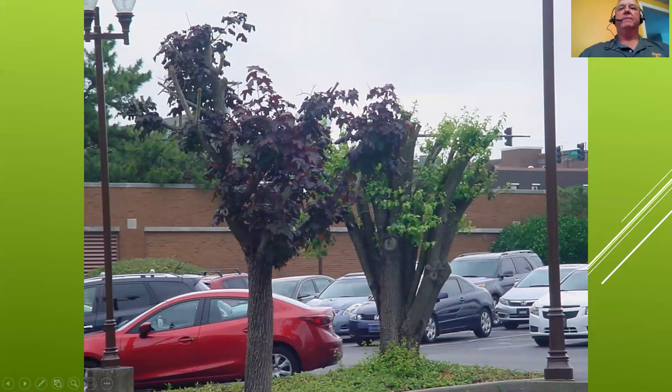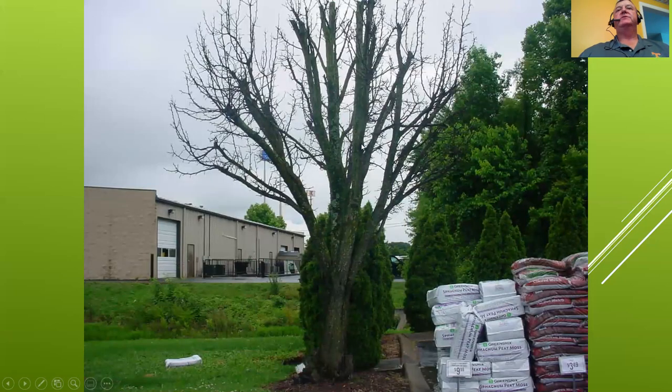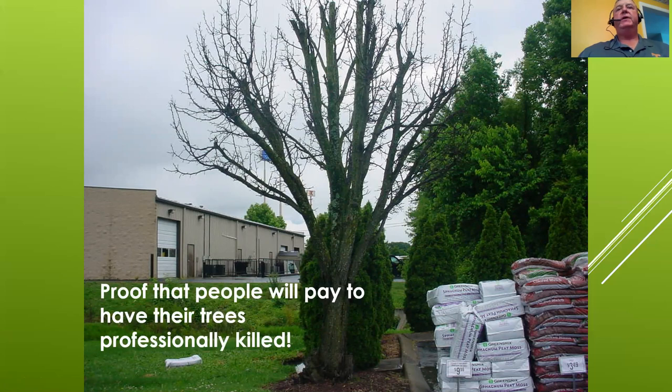Here's out of that same parking lot. They've done it to every species of tree that was in there. Anytime that you see that, and here's another tree in a parking lot of a business just down the road from the extension office in Murfreesboro. And, you know, that tree looks dead. Well, the reason it looks dead is because it is dead. And anytime you see trees that have been topped, you see proof that people will pay to have their trees professionally killed. Because as I said at the start of this talk, every plant out there is going to die. We're not going to keep them from dying. But what we are trying to do is prolong those lives as long as possible. Well, topping these trees is not the way to do that. You are shortening the natural lifespan, the expected lifespan of that tree, by topping them. So please don't do that.